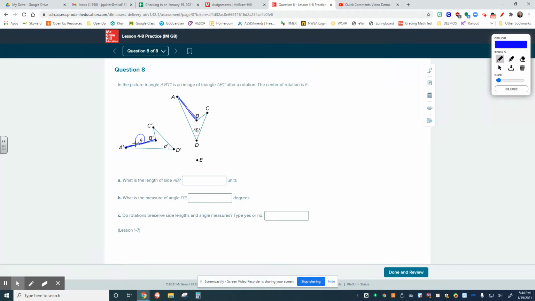What is the measurement of angle D? So angle D right here, it was 45 degrees. What is it after it was rotated? And then finally, do rotations preserve side lengths and angle measures? Type yes or no. And then once you've done that, hit done and review.